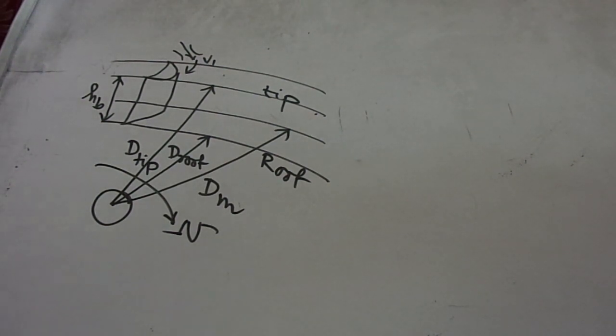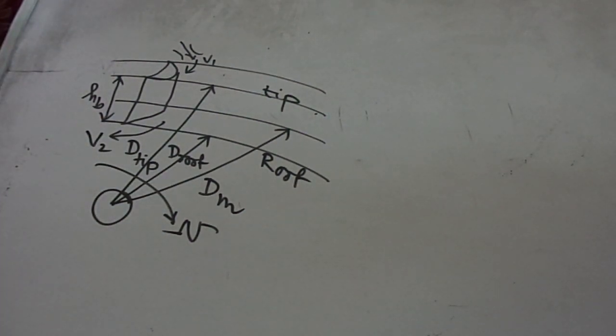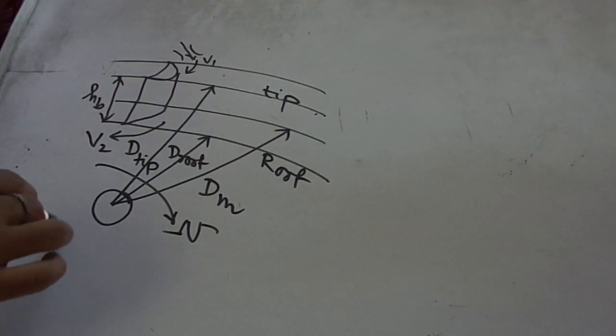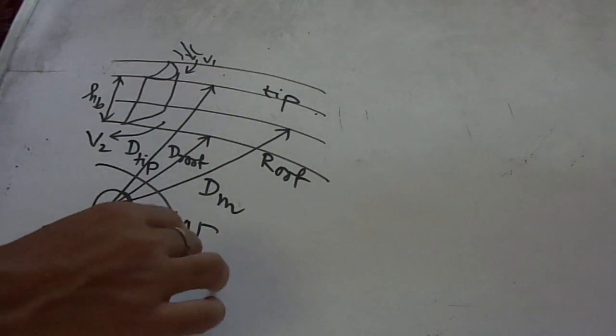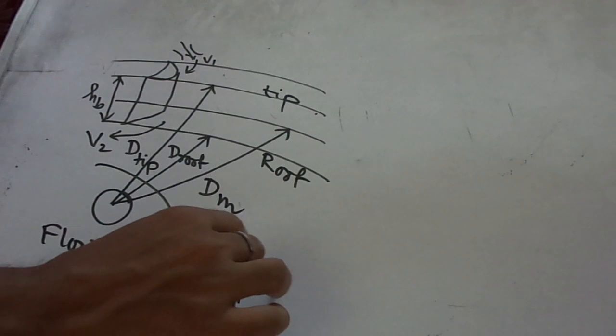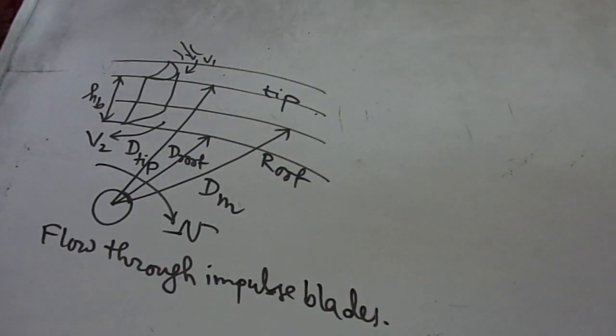So this is the v1 and exit velocity, that is the v2. So this is the d tip, d root, and that is the mean diameter. Everything is shown. So this is the flow through impulse blades.